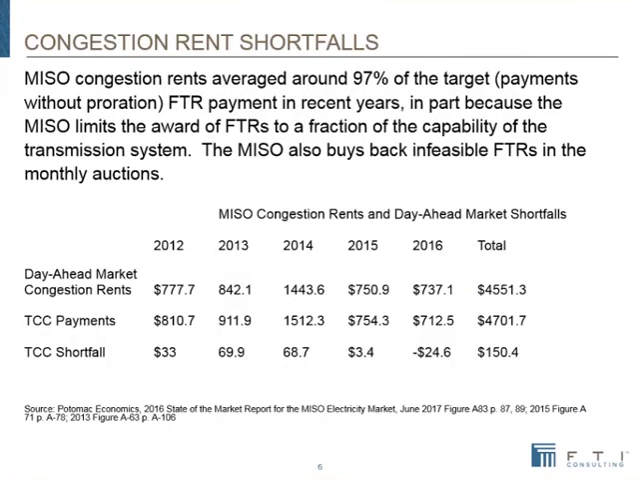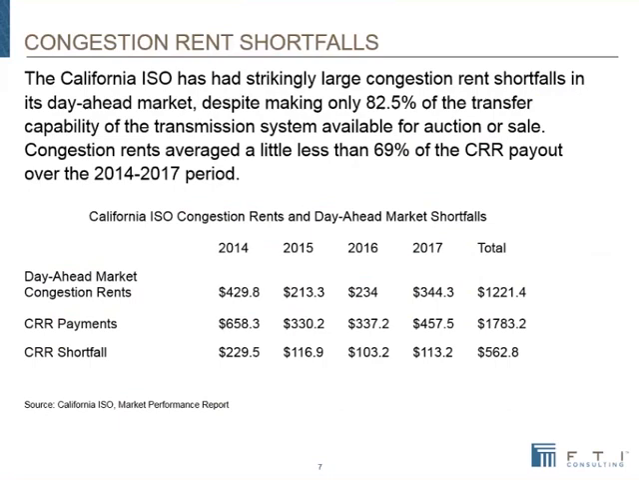Now this is MISO, and they're not as good an analogy because they don't sell the whole system, and they also do some buyback of infeasible FTRs in their monthly auctions, but still the shortfall is much smaller. And that's the comparison I'm setting up with CAISO. This is why I think CAISO is striking. That's 69% funded compared to the NYISO 89% with no outages modeled.